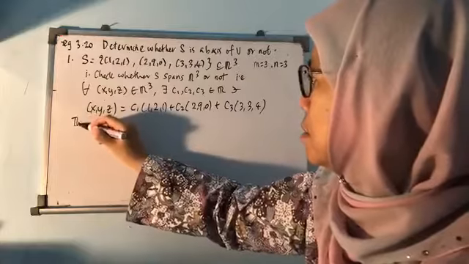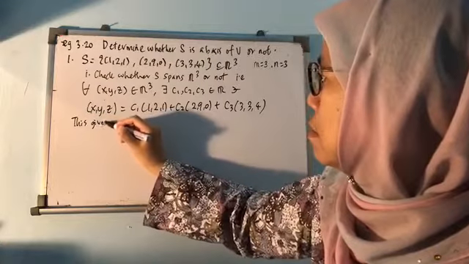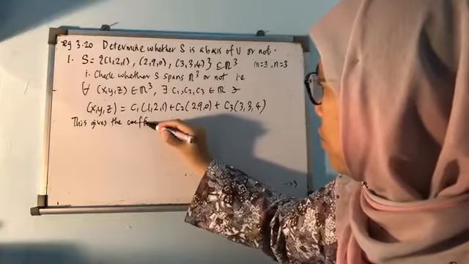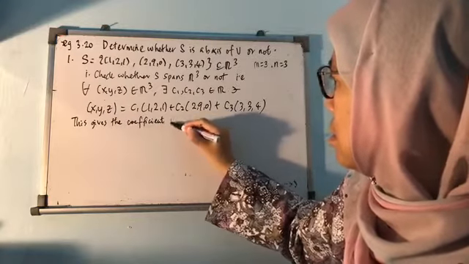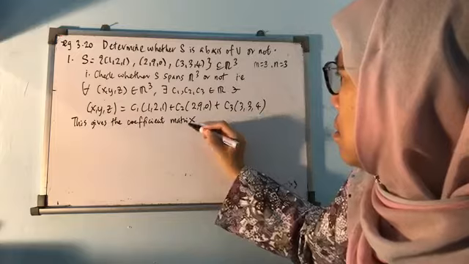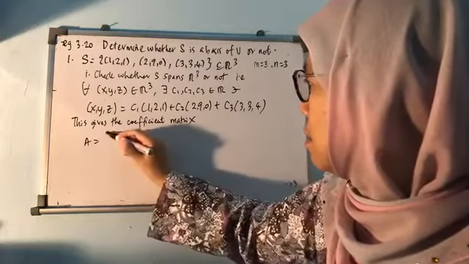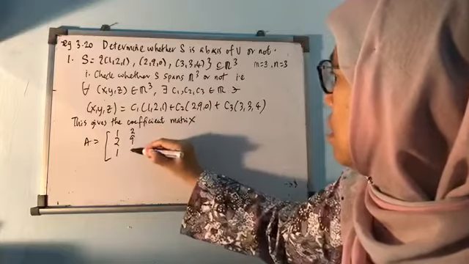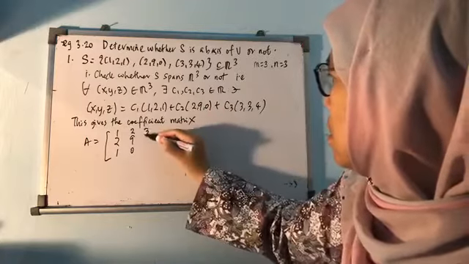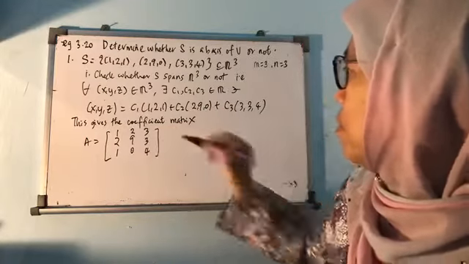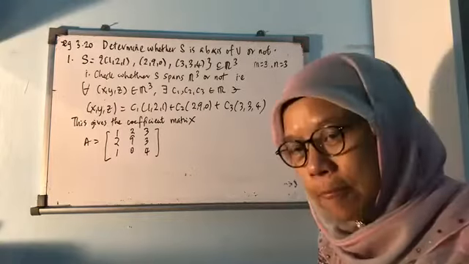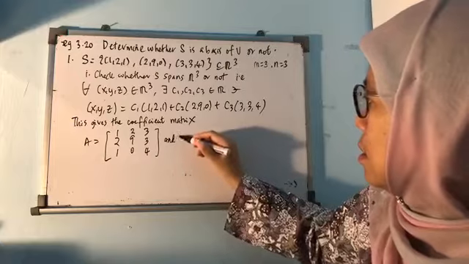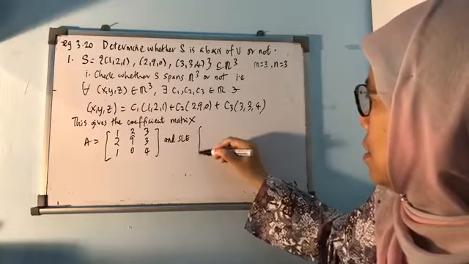This gives the coefficient matrix A, with rows (1, 2, 1), (2, 9, 0), (3, 3, 4). Right? And a system of linear equations like this.